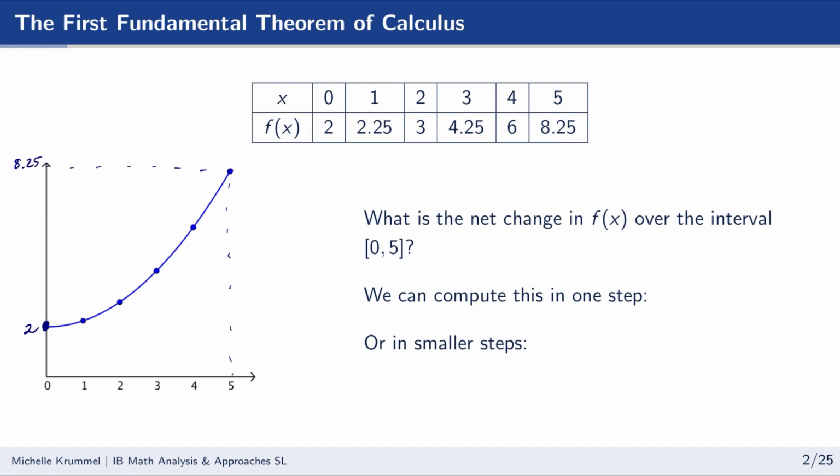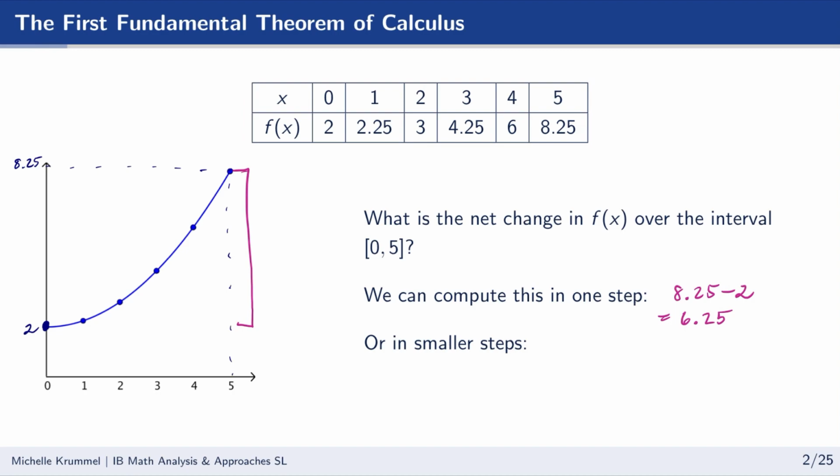So the overall net change in f is this distance right here, from 2 to 8.25. So 8.25 minus 2 equals 6.25. That is the net change in f of x on the interval from 0 to 5. So we could do that in one step just by looking at the y value where the interval begins and the y value where the interval ends and finding the difference.